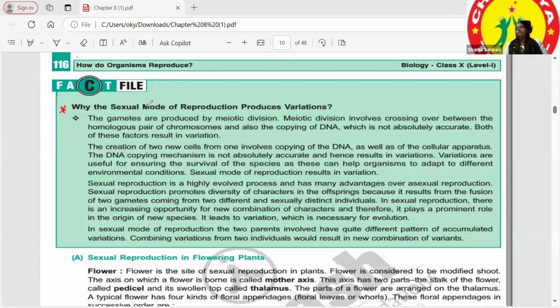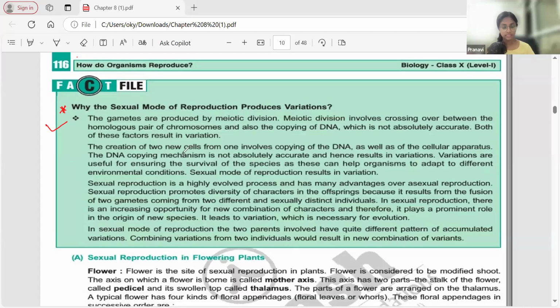Okay, the question is there in front of you. Which question is given? Why does the sexual mode of reproduction produce variations? Ma'am, because there are two different sets of chromosomes, right? So different DNA mixes and forms something new, and because of that, variation is generated. So two different chromosomes and the DNA mixed up, and hence there would be variations. So we'll just go through what actual answer is given here in explanation manner once, and then we'll turn towards sexual reproduction in flowering plants.